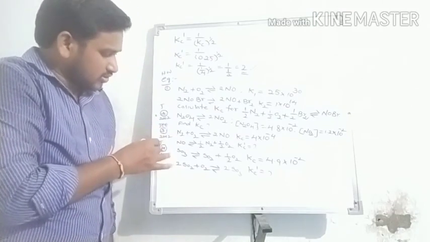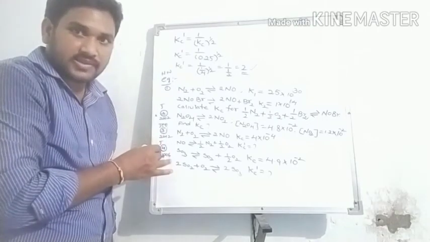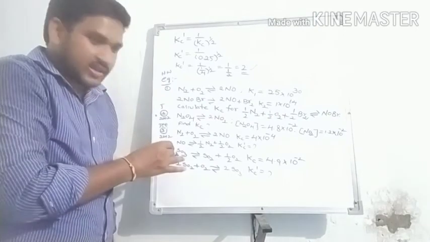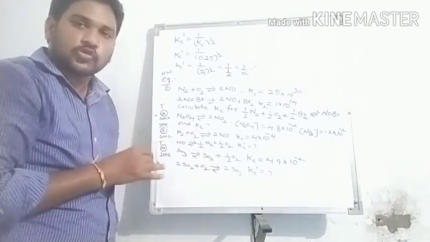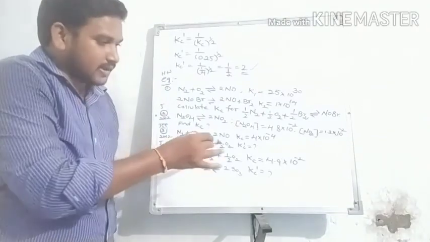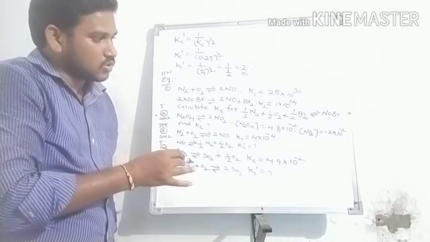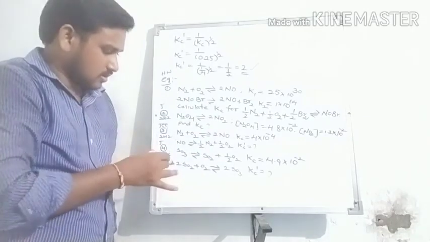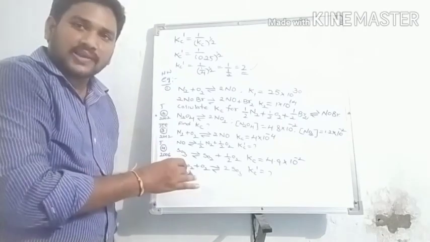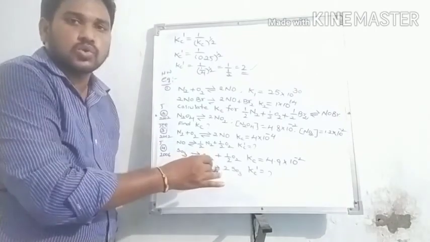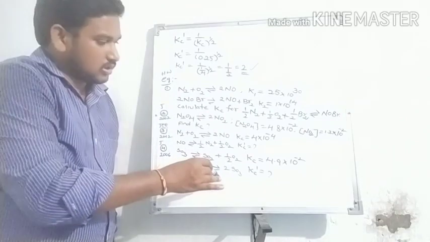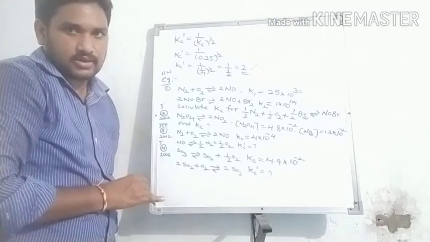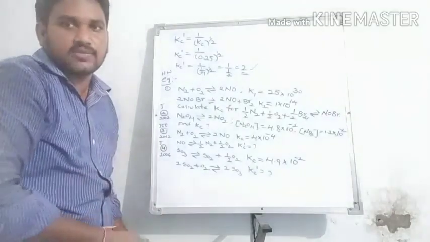Fourth question is again from JEE Mains 2006, one more previous question. SO3 goes to SO2 plus half O2, where Kc is supplied as 4.9 into 10 power minus 2. For 2SO2 plus O2 going to 2SO3, calculate the Kc for this reaction. Only 4 questions are given.